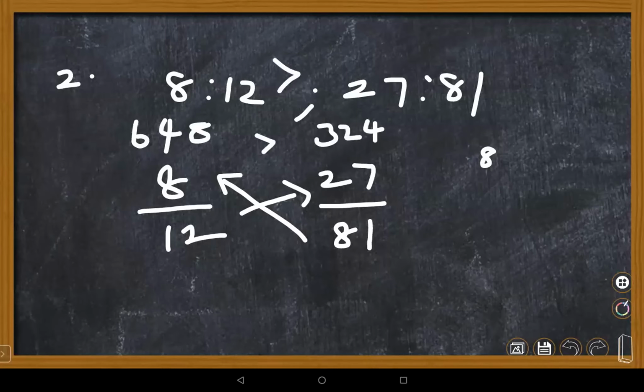Children, like that you need to compare the ratios also. Ma'am, actually a small trick you can do: when you do 8 into 81, you get 648. While multiplying 27 into 12, just multiply 7 and 2. Check if the last number is coming 4. Exactly. Very good. That is a simple technique to remember.